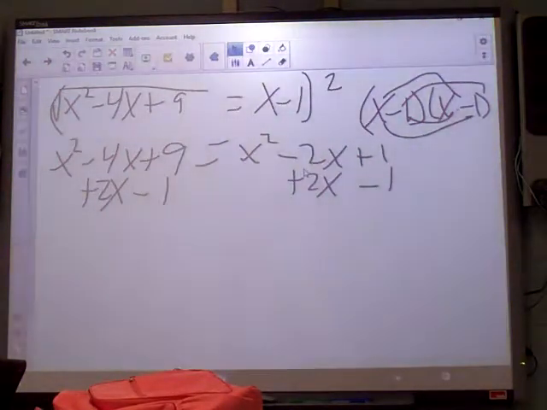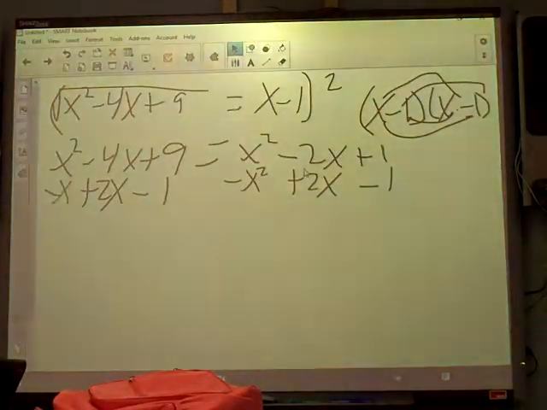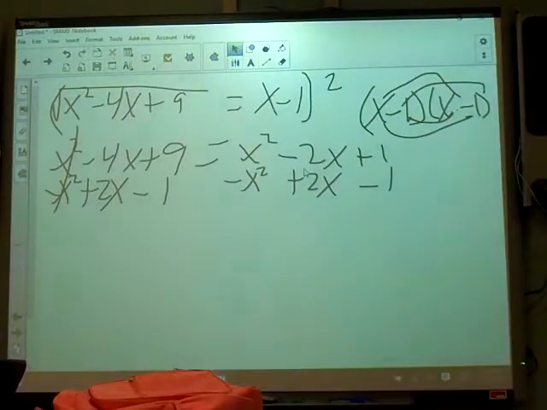Can't you cancel out the x squared? Good job. Subtract x squared from itself and on the other side. And Dustin's right. That cancels them out, because x squared minus x squared is nothing. Negative 4x plus 2x is negative 2x. That's good, Keston. 9 and negative 1.